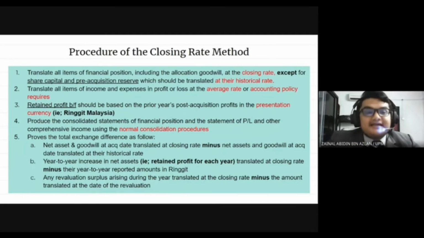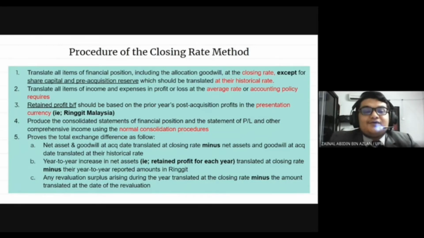Second, translate all items of income and expense in profit or loss at the average rate or as the accounting policy requires. Third, retained profit brought forward should be based on the prior year post-acquisition profit in the presentation currency, for example, ringgit Malaysia. Next, you can produce the consolidated statement of financial position and the statement of profit or loss and other comprehensive income using the normal consolidation procedure.